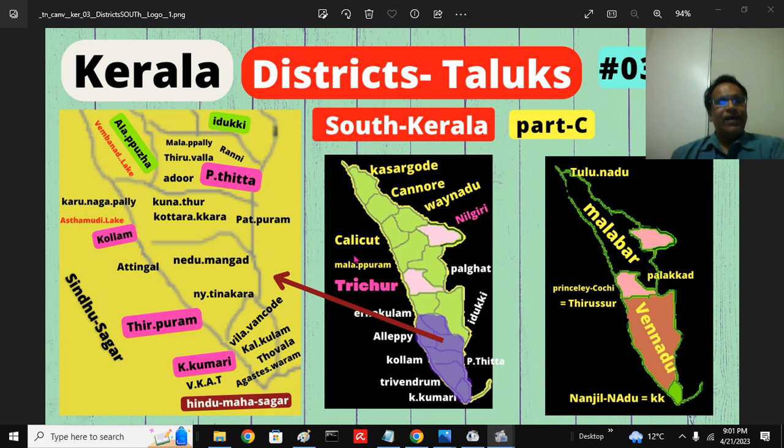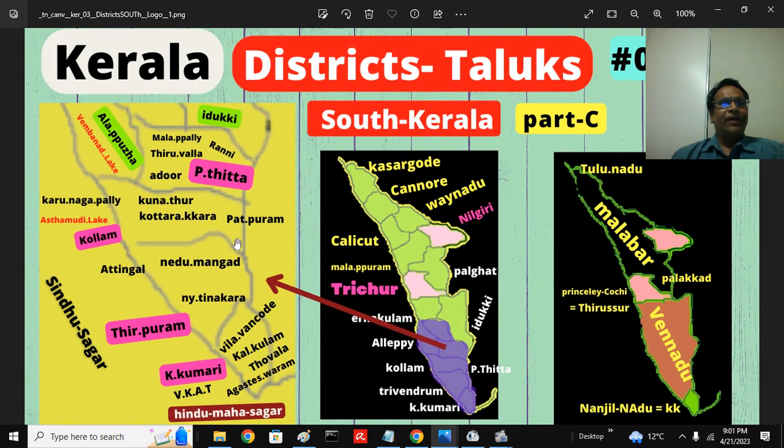And these are some of the taluks in part 3 we are covering today. Remember, the boundaries of the modern districts are very different. The boundaries at the time of state reorganisation or partition times, that you have to keep in mind.